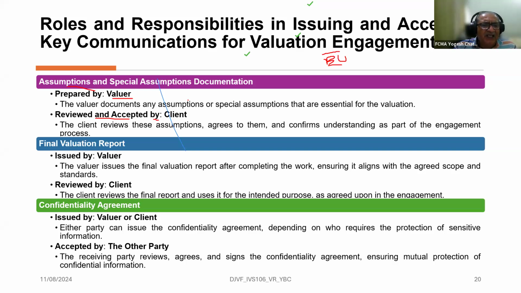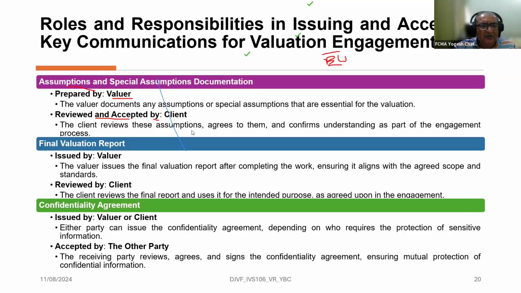So keeping that into consideration, you arrive at the value of this commercial building. That is the assumption which you are making in the valuation, and that needs to be recorded. It should not be a verbal communication. That assumption needs to be recorded. That is just one example I am giving you.